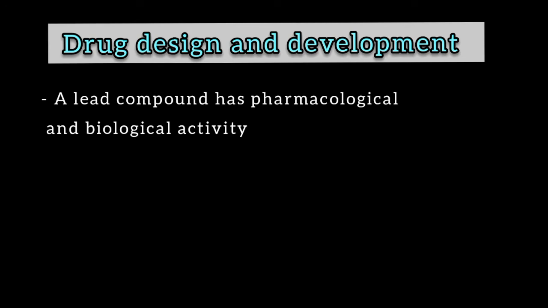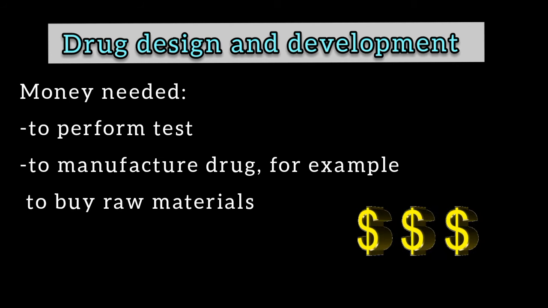A lead compound is a chemical compound that has pharmacological or biological activity, and it usually is the main part of the medicine. It's the one that exerts the therapeutic or pharmacological activity inside the body. During the design and development of drugs, there has to be a lot of testing done. There are also things to consider during drug design and development, like the money to buy the raw material and the money that is used while performing the tests for evaluation.